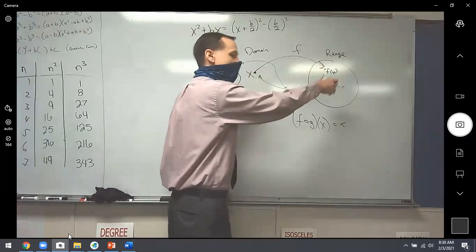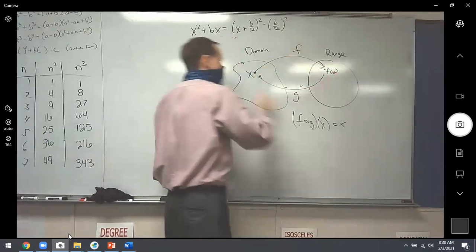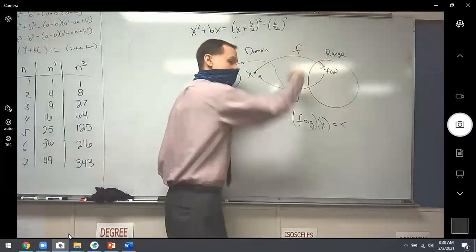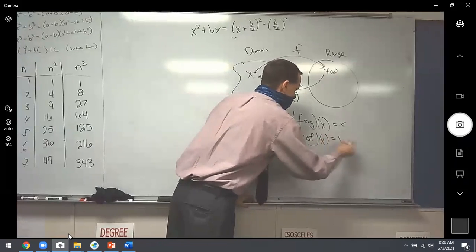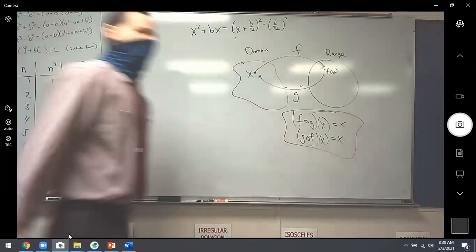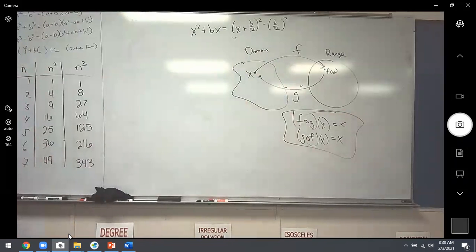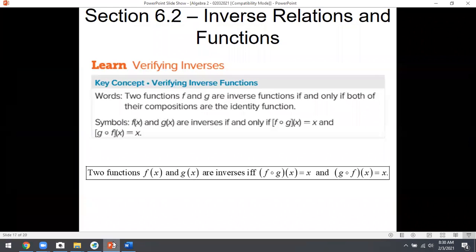I could flip the diagram around. Instead of starting here and going there and then here, I could start here, go there, and come back, and I should get to the same spot again. So g composed with f should also equal x. This is your algebraic test to see if two things are inverses. If you compose them together, and no matter which way you do it, f composed with g or g composed with f, if you always get out x, then these things are inverses. And if you don't get out x, they're not.